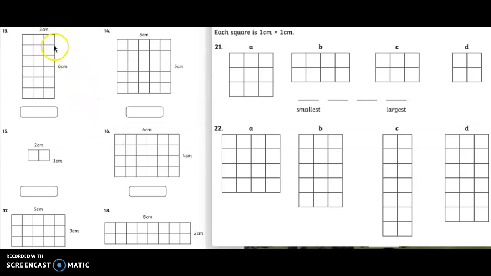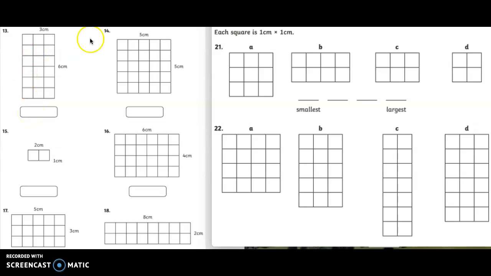We multiplied 3 by 6 and we got 18 centimeters squared. If you weren't sure, because we know each square is 1 centimeter squared, we could count them up and see if we get 18 just to check your answer. So 1, 2, 3, 4, 5, 6, 7, 8, 9, 10, 11, 12, 13, 14, 15, 16, 17, 18, which is the exact same as you got when you multiplied your 6 by 3, 18 centimeters squared.